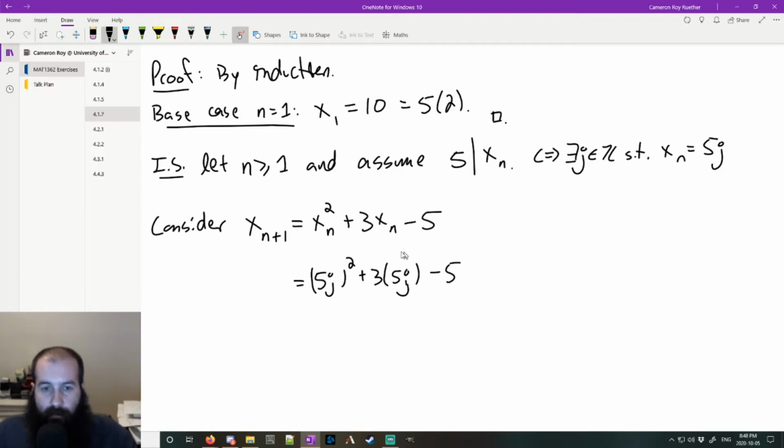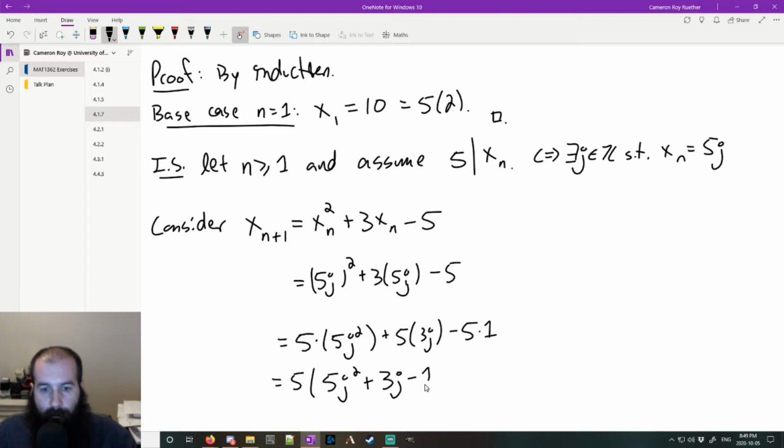And with a bit of rearranging, we can factor a 5 out of everything here. This is 5 times 5 times j squared plus 5 times 3j minus 5 times 1. So we get the following, which is a multiple of 5, which means that 5 divides the n plus first term, since that's what this expression is. And therefore, the inductive step holds, and we've completed our proof by induction.